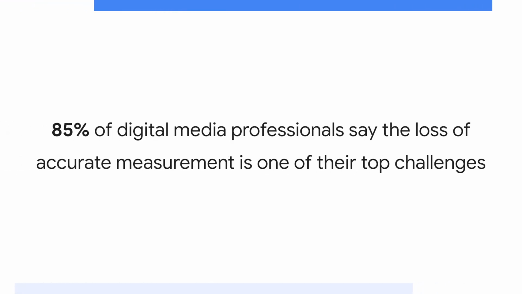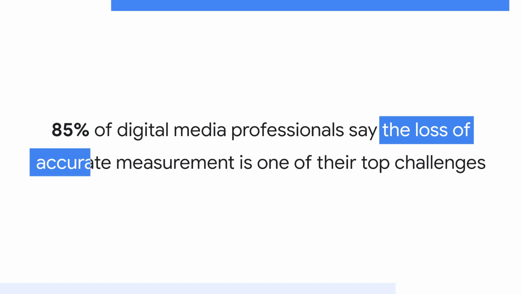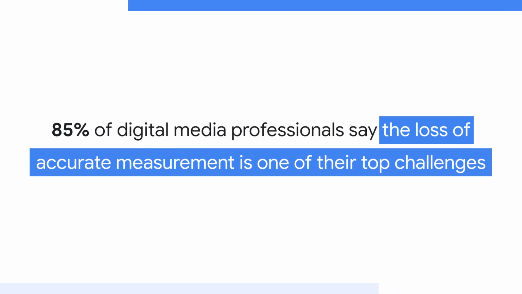85% of digital media professionals say that the loss of accurate measurement is one of their top 3 challenges. And that's because observable data that makes your ads more relevant is limited. It could be due to, for example, people moving across devices or using different browsers. This is where conversion modeling can help.